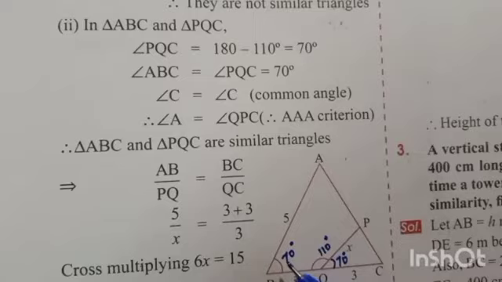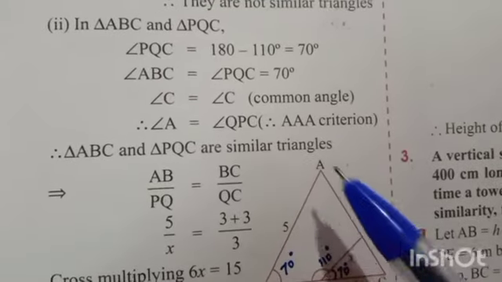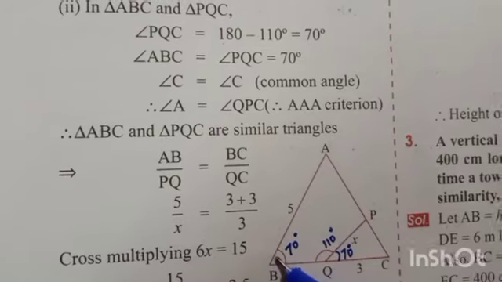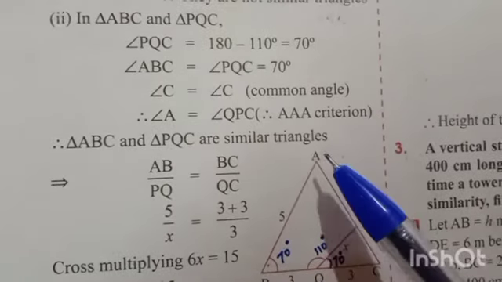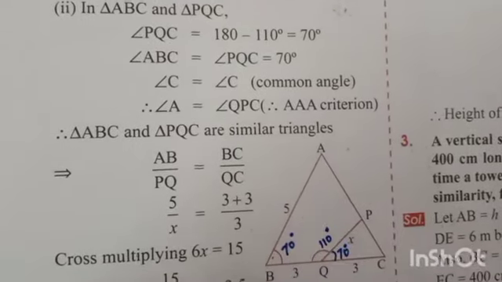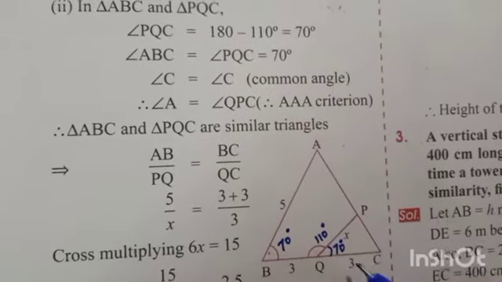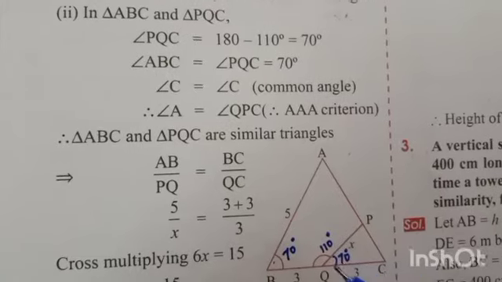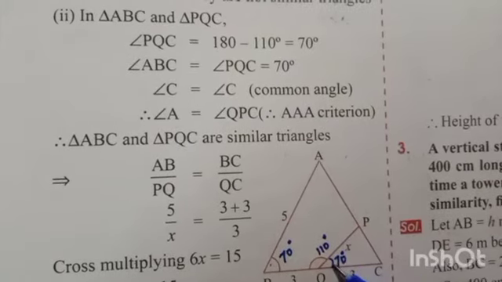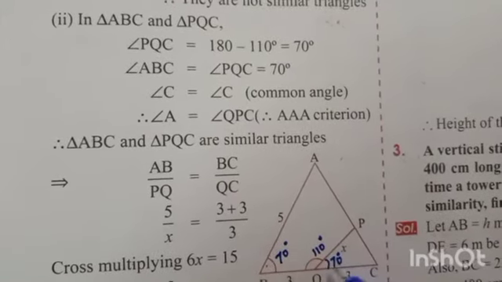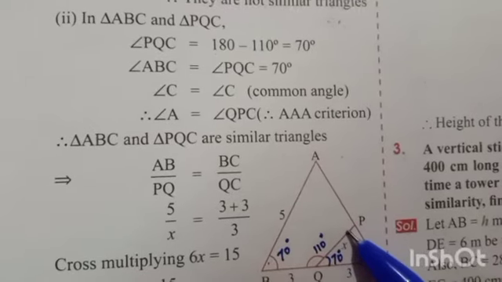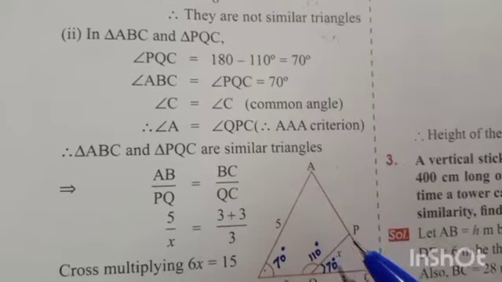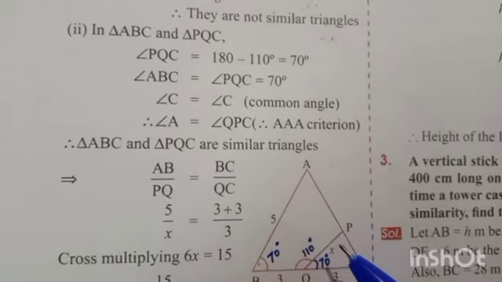So now for this outer triangle, that is triangle ABC, angle B is equal to 70 degrees. Then AB is equal to 5, BC is equal to 3 plus 3, that is 6. For this triangle, for this angle we found 70 degrees. So this x value we have to find. How do we find this x value? We have to apply the similarity rules.